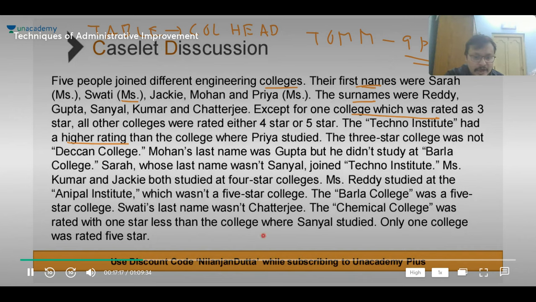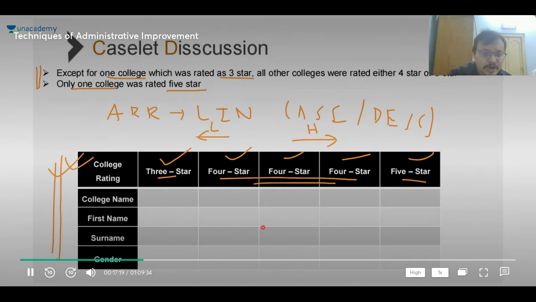Use this clue that I've given you all already. That is the college rating of the column header and try solving the set.